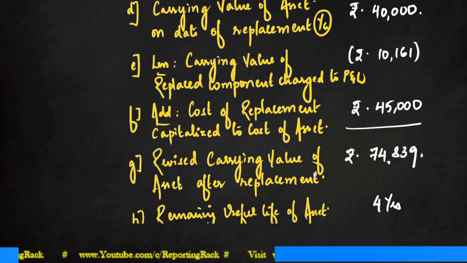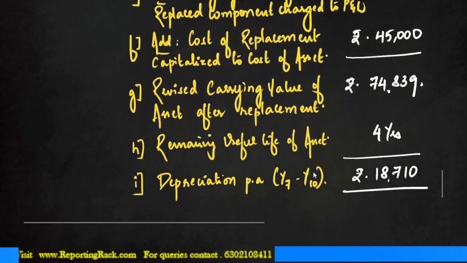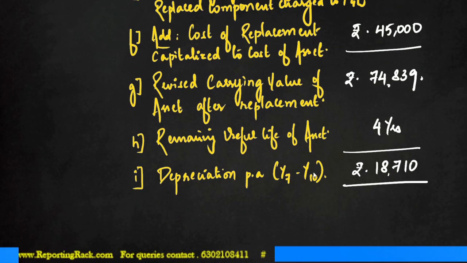$40,000 minus 10,161 plus 45,000. The carrying value depreciated over the remaining useful life of 4 years will give me 18,710, approximately the amount of depreciation to be charged per annum.